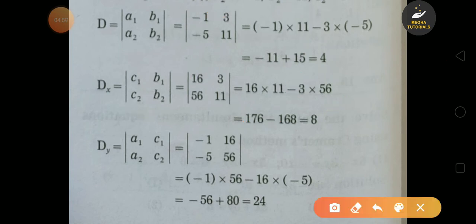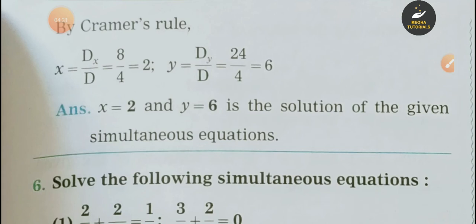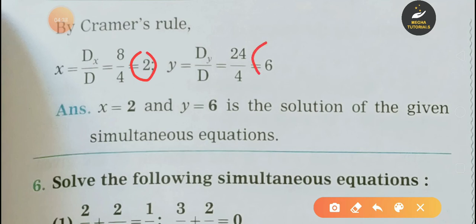Then Dy: a1, a2 and c1, c2 is equal to minus 1, minus 5, 16, 56. Start with minus 1. So minus 1 into 56 minus 16 into minus 5. Minus 1 into 56 is minus 56, 16 into minus 5 is minus 80, minus minus is plus. So minus 56 plus 80 is equal to 24. Then using Cramer's rule, x is equal to Dx upon D, which is 8 upon 4, equal to 2, and y is equal to Dy upon D, which is 24 upon 4, which is 6. Therefore the solution for the given equations is x is equal to 2 and y is equal to 6.